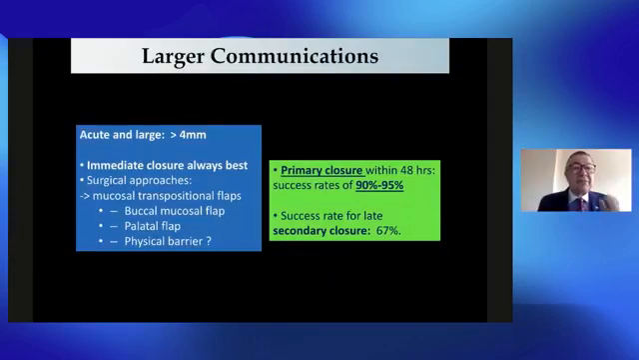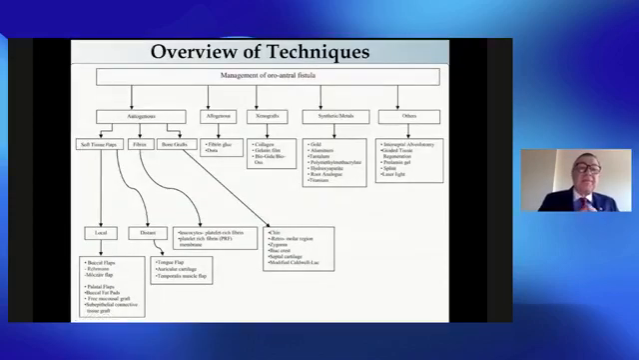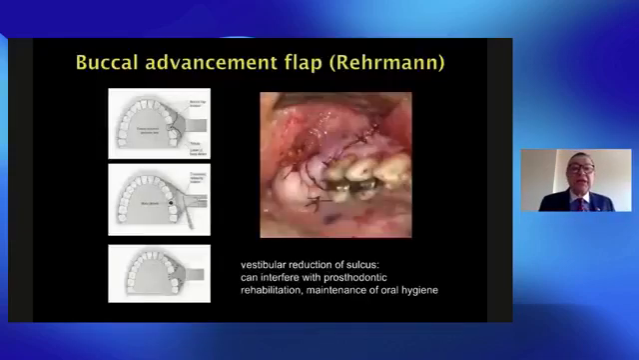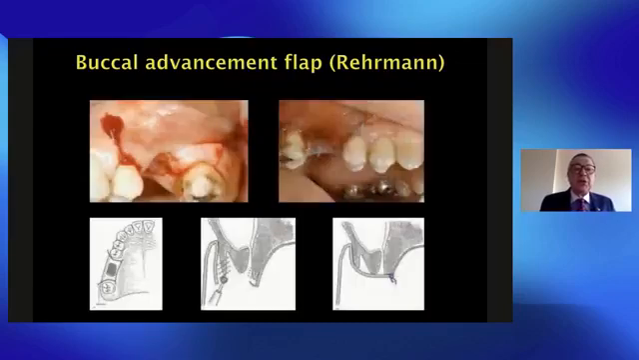If our communication is really acute and large, then a primary closure is definitely recommended. The sooner you do it, the better. You see, an early closure has a much higher success rate than a secondary closure. There are lots of techniques available. This is just a brief overview. I can show you some of them. I think that the most common is the so-called buccal advancement flap, also called the Rehrmann flap. We are mobilizing a flap from the vestibule. Unfortunately, the downside is that this will reduce the sulcus depth, but this can be corrected with a vestibuloplasty. But I think that's the most common way to handle that.